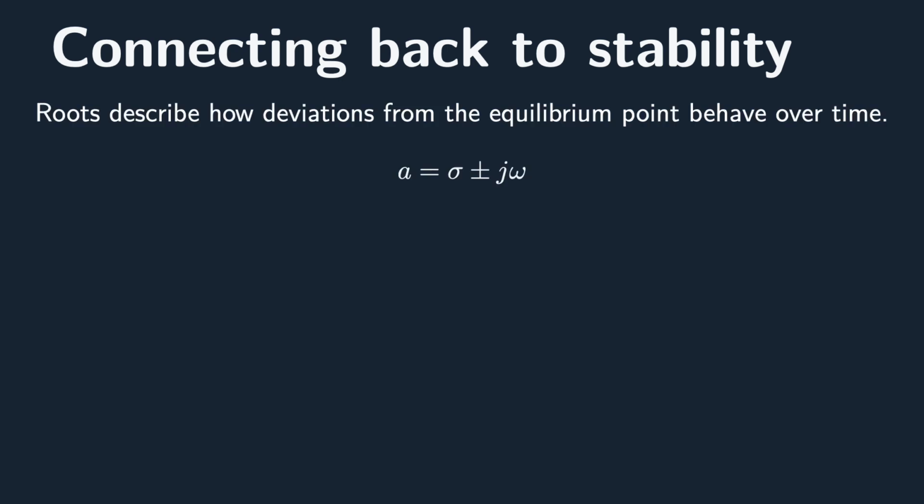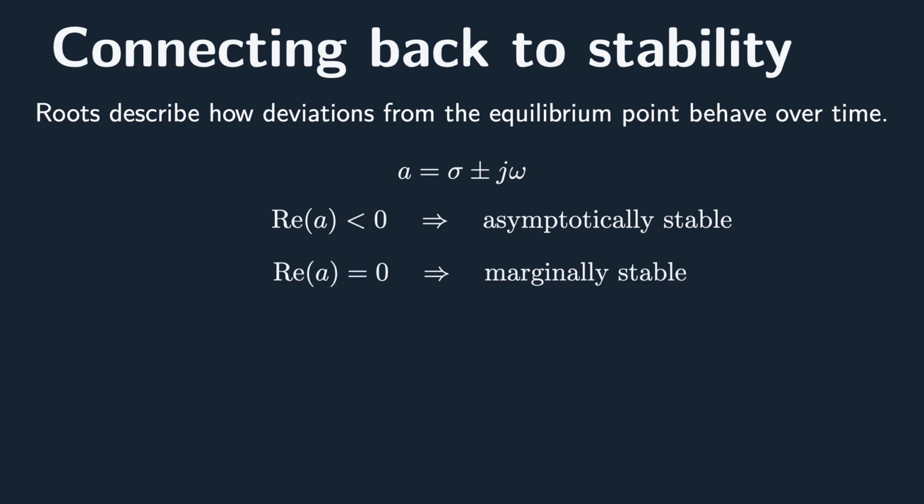To connect this back to stability, we use the solution terms to describe how deviations from equilibrium behave over time. If the real part of A is less than 0, the oscillation decays, so the deviation goes to 0. This corresponds to asymptotic stability. If the real part of A is equal to 0, the oscillation is sustained. The deviation remains bounded and does not go to 0. So this corresponds to marginal stability.